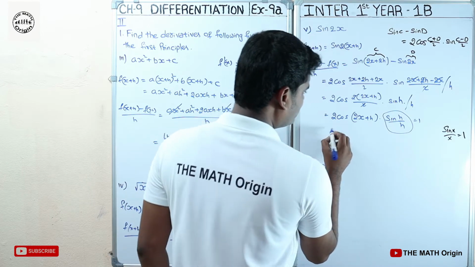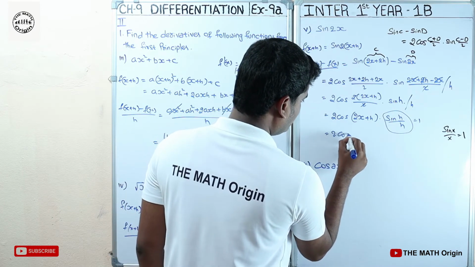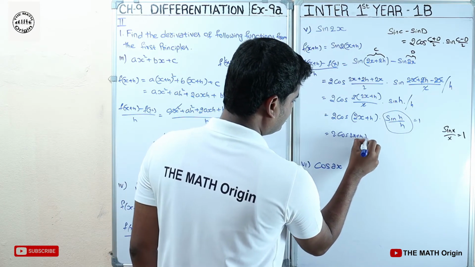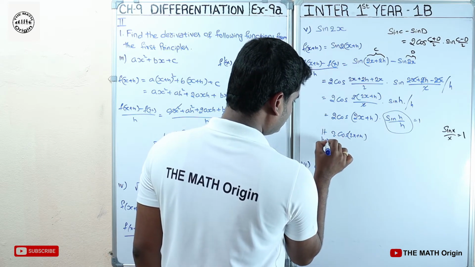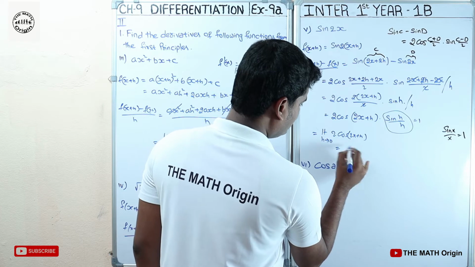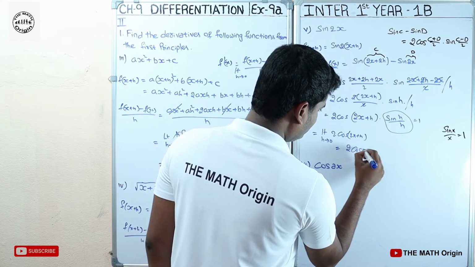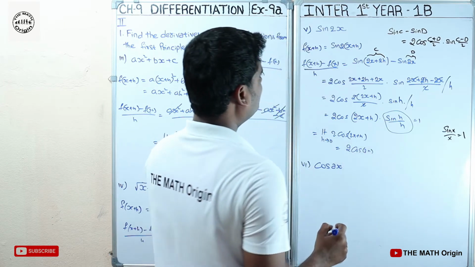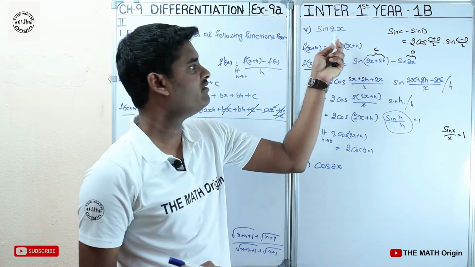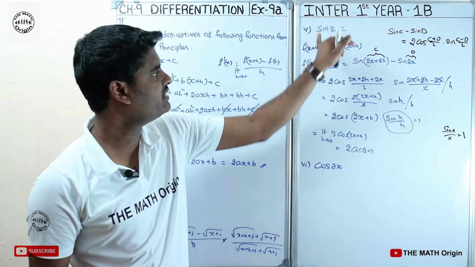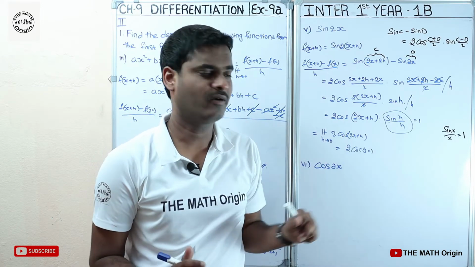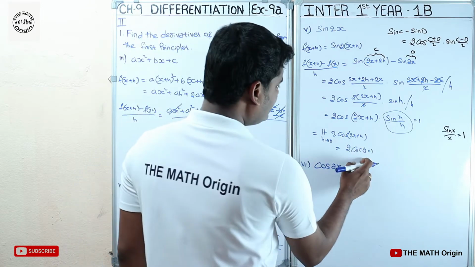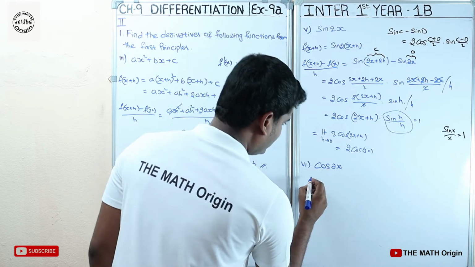Therefore that is equal to, we have the simplified value 2 cos (2x plus h). Let's apply the limit h tends to 0. Therefore that is equal to 2 into cos 2x. Therefore the derived value for sin 2x is 2 cos 2x, where h is 0. Okay, let's derive the same for cos ax.